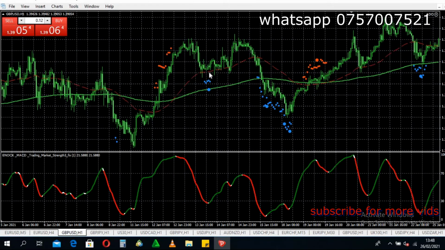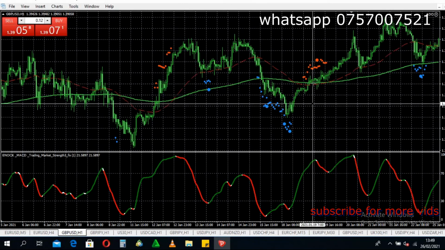I enter. I get a big cluster, but I enter. But the problem is, I don't get out. This strategy didn't put me out in this situation. But I wait for this turnover here. So in this situation, I close out from around here.